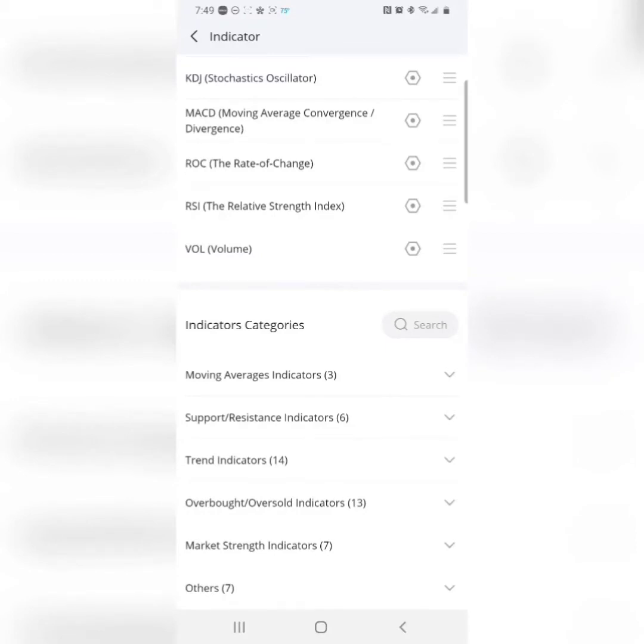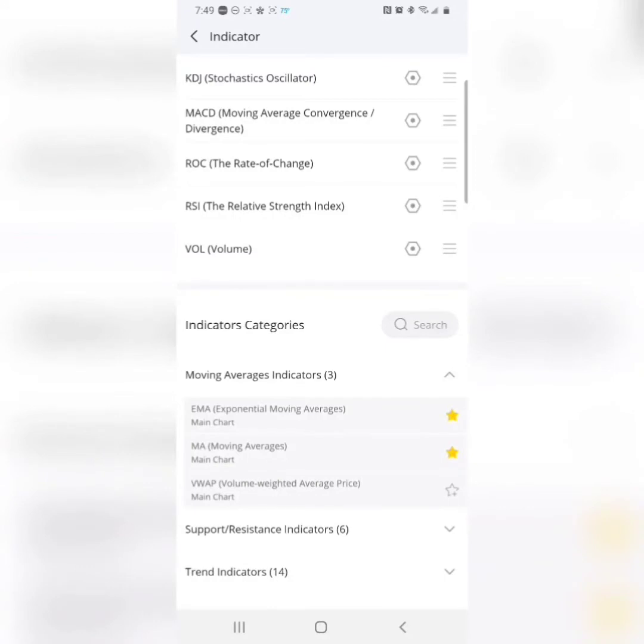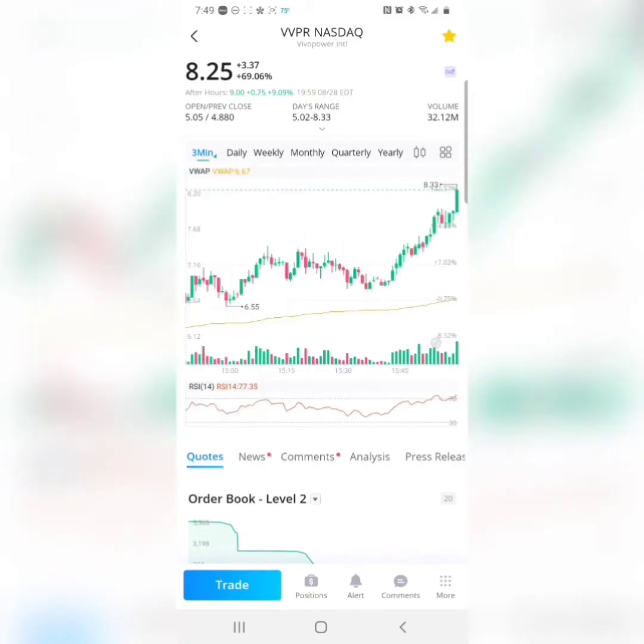And right there at the top, you're going to see moving averages indicators. Let's click that. And the last option you see here is VWAP, volume weighted average price. Let's put a star there. Go back to our chart. You see it's still not there. We got to hit this drop down again, and there it is. Boom, VWAP. Here we go.